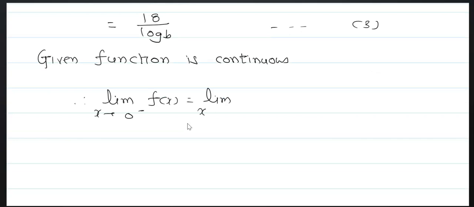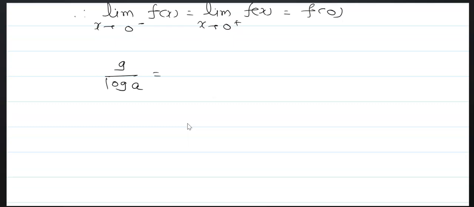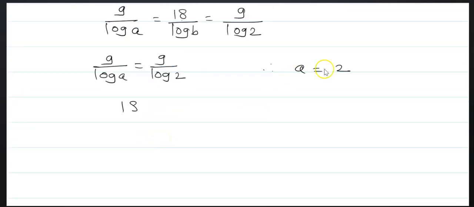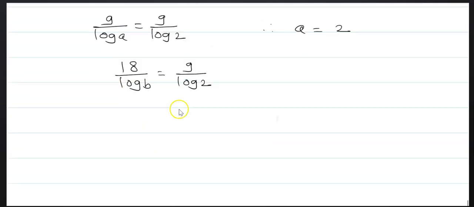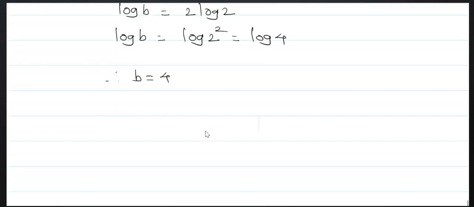Then we will equate it. That is, the left hand side limit is equal to the right hand side limit is equal to the value of the function. 9 upon log of a, 18 upon log of b, 9 upon log of 2. 9 upon log of a is equal to 9 upon log of 2, that is a is equal to 2. 18 upon log of b is equal to, simplify, 2 times log of b, that is 1 upon log of 2. Cross multiplied, that is log of b is equal to 2 times log of 2, therefore b is equal to 4, and hence a is equal to 2 and b is equal to 4.